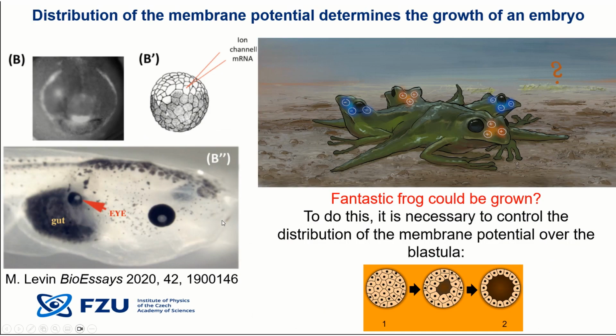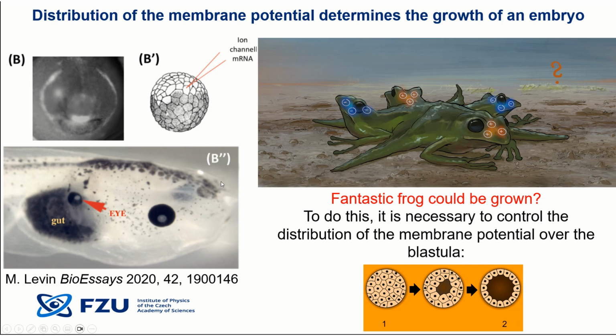Slide 6. Why is it important? Because the membrane potential distribution determines an embryo's growth. Thus, controlling the membrane potential enables us to achieve various phenotypes. For example, changes in the membrane potential by an electric field enable the growth of an organism with 4 eyes, as reported in the paper by Levin.